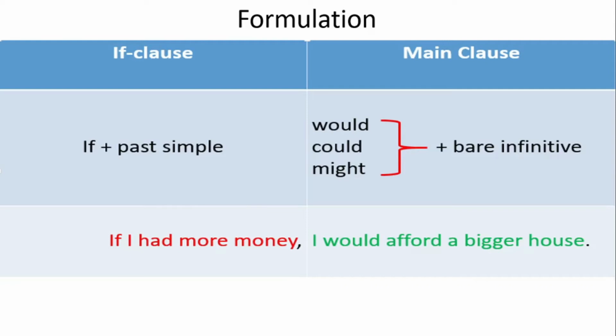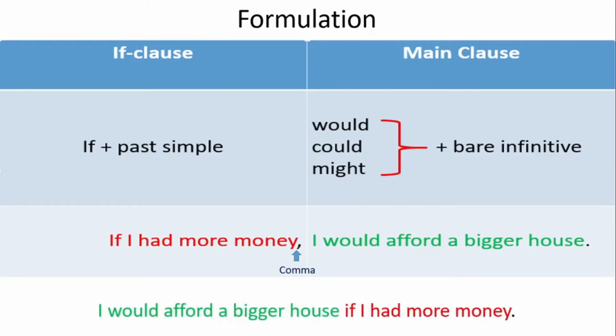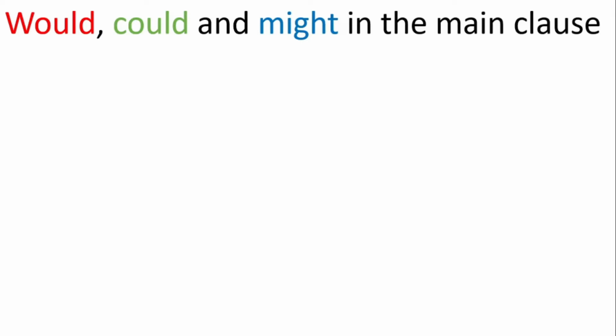If I had more money is the if clause which appears before the main clause. So it is important to use a comma before the main clause. When we switch the if clause and the main clause around, we don't use a comma. I would afford a bigger house if I had more money. No comma is used. Let's look at some more examples for would, could, and might in the main clause.